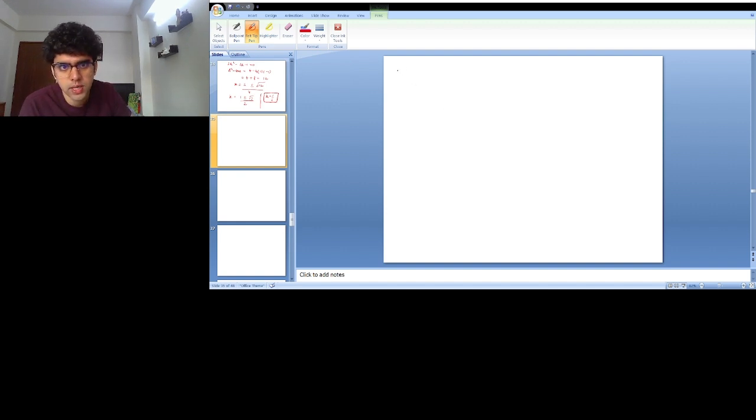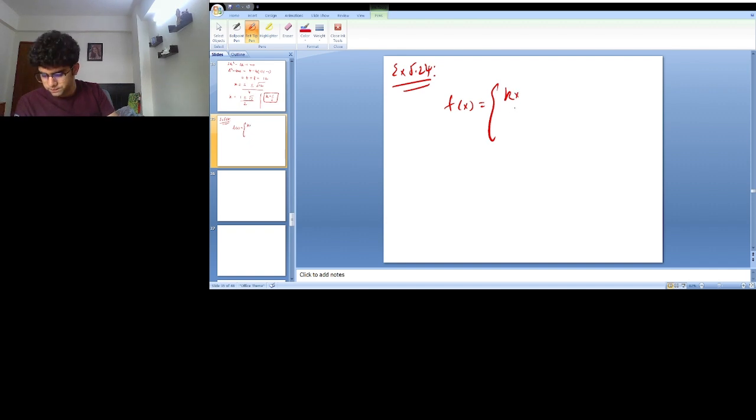So this is the end of example 5.23. I'll be now discussing example 5.24. Let x be a continuous random variable with PDF given as: my PDF of x is kx, k, minus kx plus 3k, and 0 elsewhere.